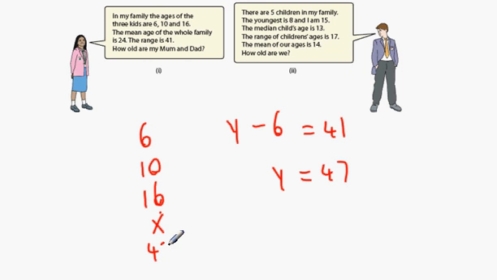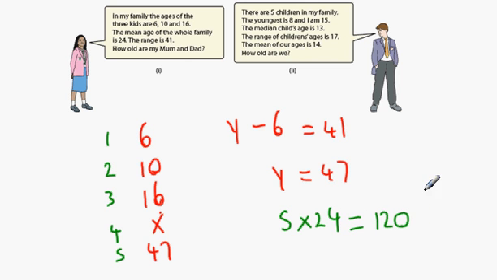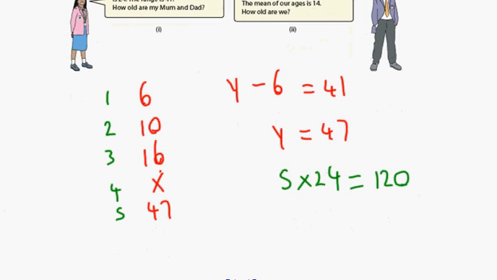Now, the next thing you know is that the mean of the whole family is 24. So if there's 5 members in the family and each of them averages 24, 5 multiplied by 24 is 120. Okay, that's 120. Now, the next thing you got to do with the 120 is take away all the ages you know. So you take away minus 6, minus 16, minus 10, minus 47.